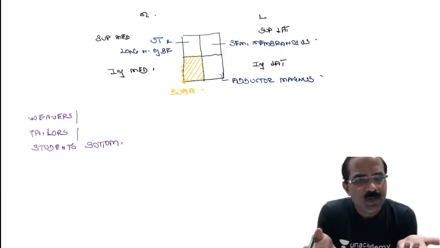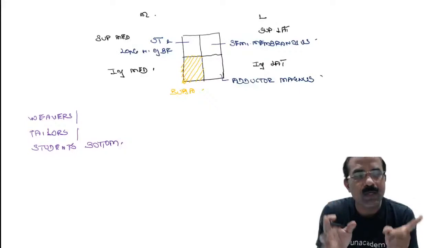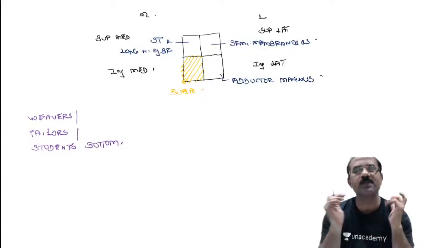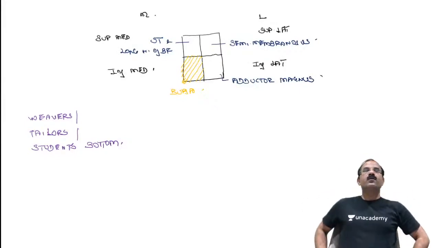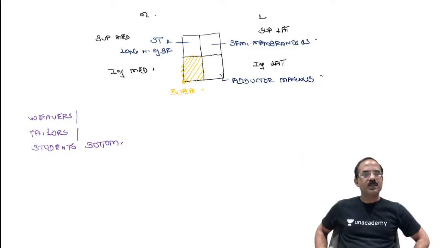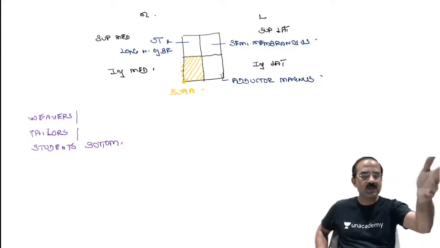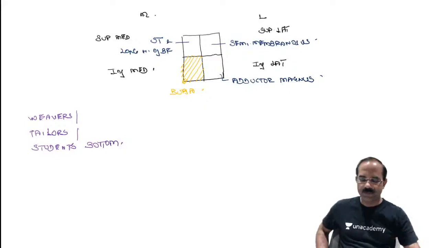Can anyone tell me what the inflammation of the pre-patellar bursa is known as? Yes, students, inflammation of the pre-patellar bursa is known as what? Come on, say it. Anyone? Housemaid's knee. Very good. Inflammation of the pre-patellar bursa is known as housemaid's knee.